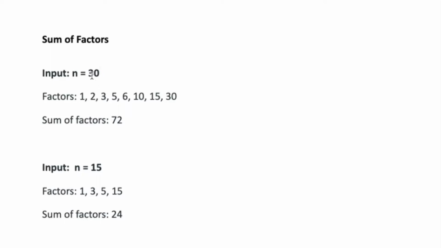So for example, 30 divided by 5 will give you 6. Or let's say 30 divided by 10 will give you 3. So it just means that all of these are factors, and when you add up all of these values, you'll get 72, which is going to be the final output.